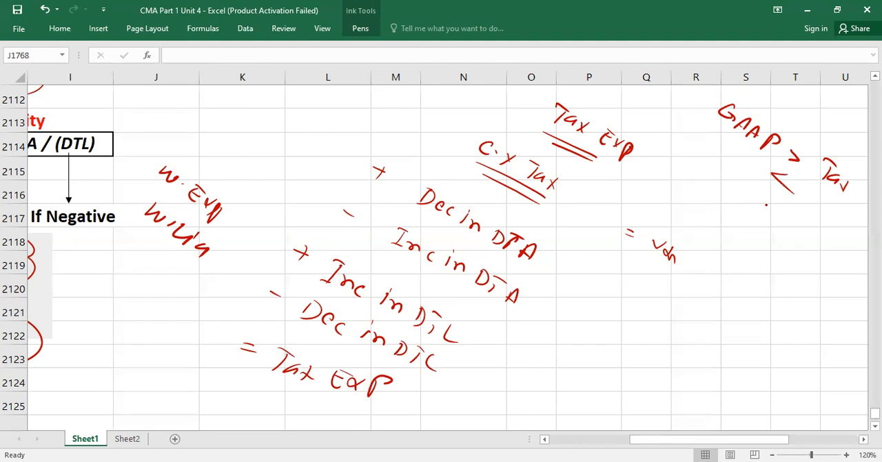Understood? This is what it is all about deferred tax. It is enough at your level, more than enough.